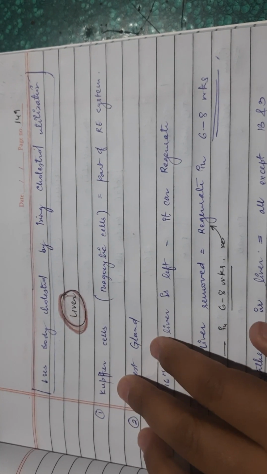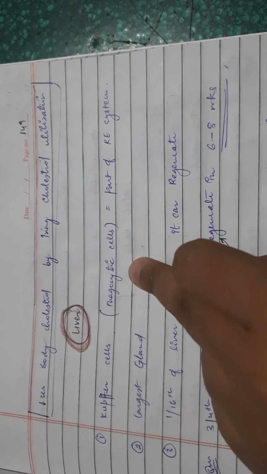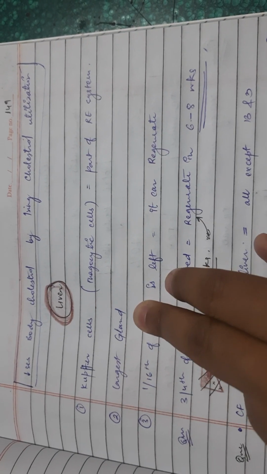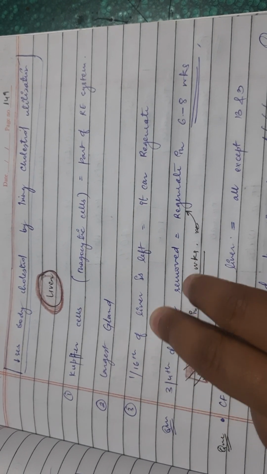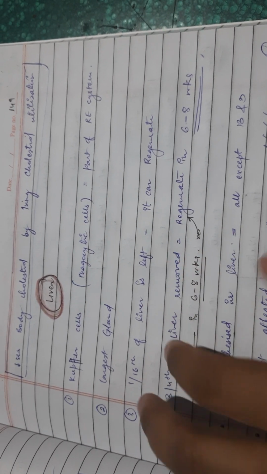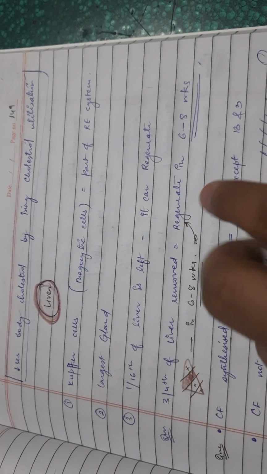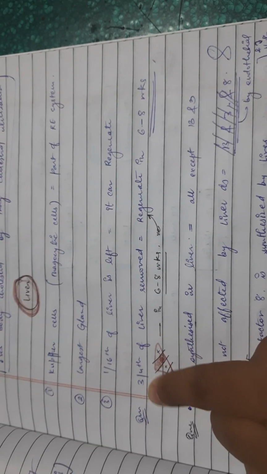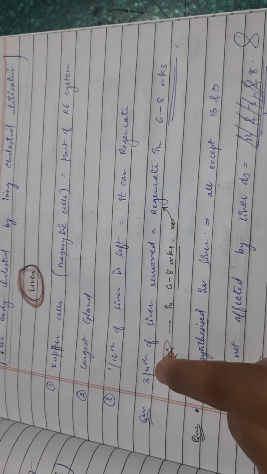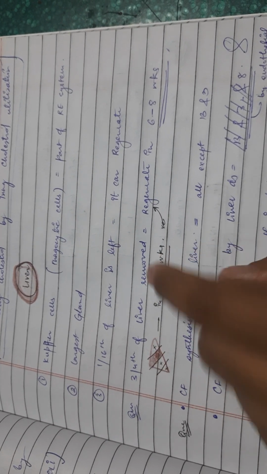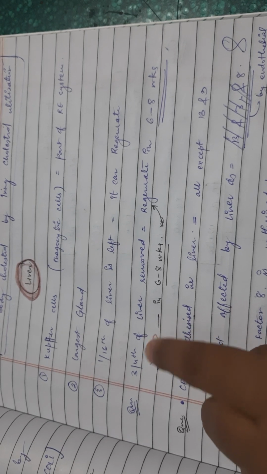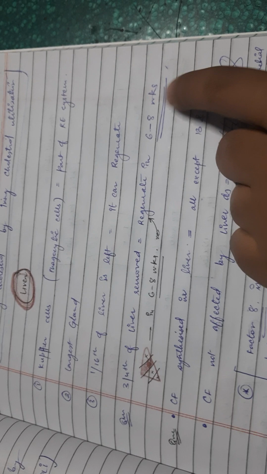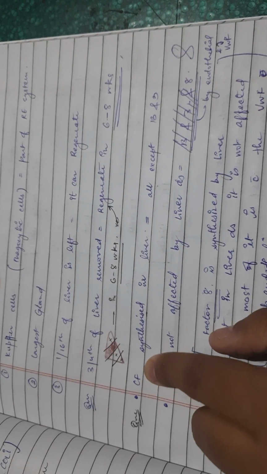Then liver consists of Kupffer cells, which are phagocytotic cells, part of the reticuloendothelial system. Okay, liver is the largest gland. If 1/6 of liver is left, it can regenerate. Okay, it has the capacity to regenerate. One question had come in one exam: 3/4 of liver removed. If 3/4 of the liver is removed and only 1/4 is left, then it will regenerate in 6 to 8 weeks. Okay, 6 to 8 weeks it will regenerate.